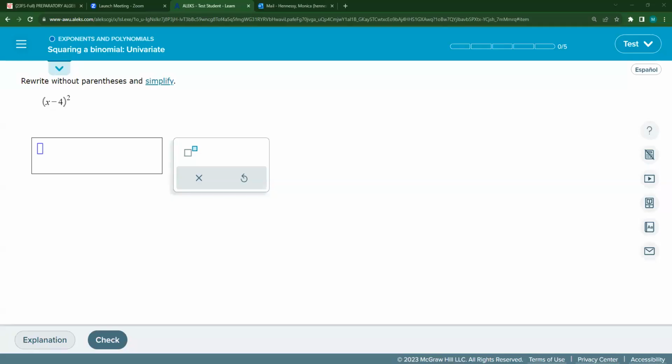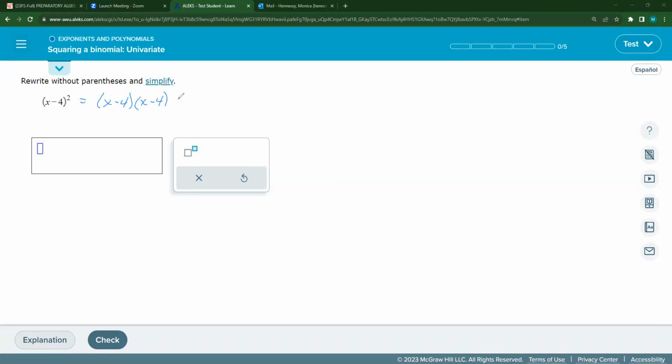Okay, so squaring a binomial, univariate, meaning we have one variable, and binomials meaning two terms. So anytime you have more than one term in parentheses with exponents outside, always rewrite your parentheses that many times. So this is squared. So I would start by writing x minus 4, and I need two of them, x minus 4. Now, this is just like we've done any multiplication of binomials.